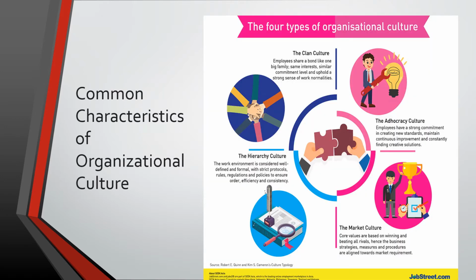There are another four types of organizational culture, each with its own assumptions, beliefs, values, artifacts, and even criteria for effectiveness. The first culture is the clan. The clan is usually a culture based on human affiliation. Employees within this culture share a bond like one big family. They have the same interests and a similar commitment level, and also uphold a strong sense of work normalities. Employees value attachment, collaboration, trust, and support in this culture.